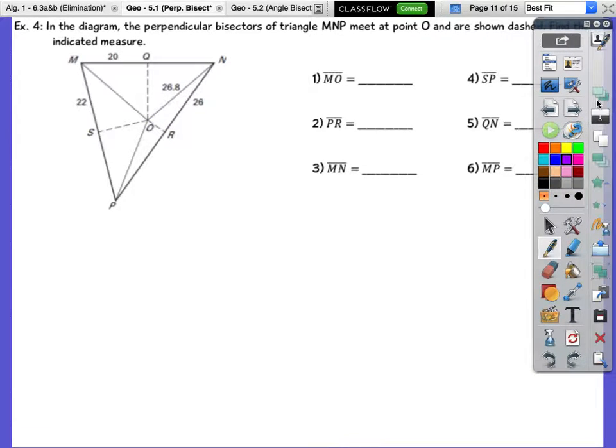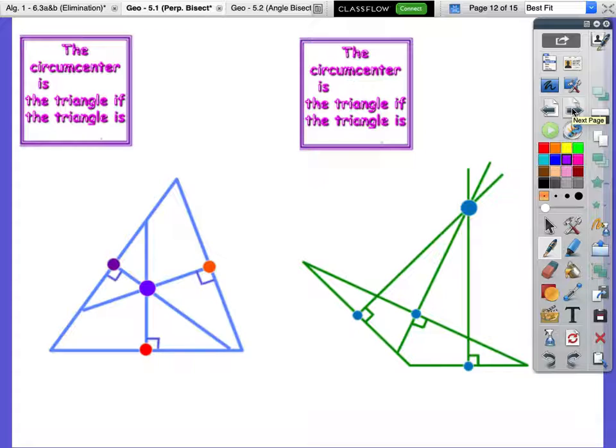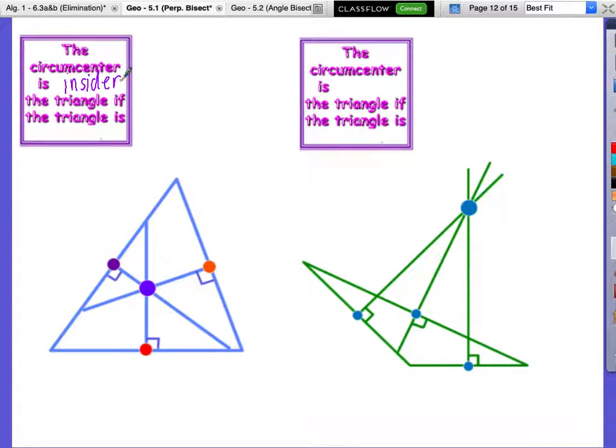So let's go right here to the circumcenter on the bottom. The circumcenter is inside the triangle. That's where the circumcenter is located right now. We have the three perpendicular bisectors. Oh, I should have used a different color.